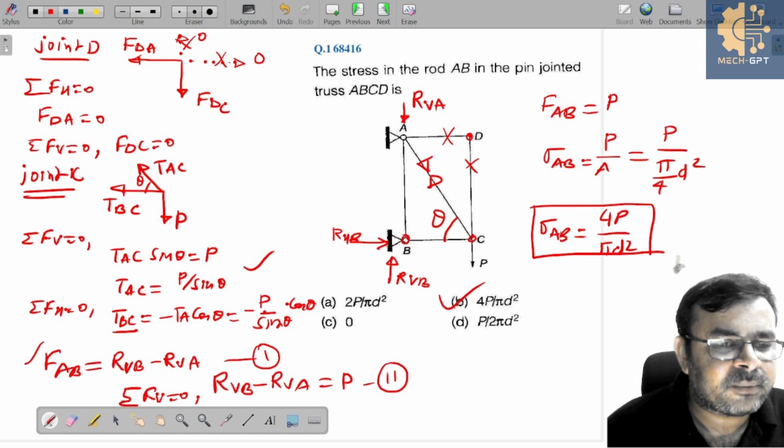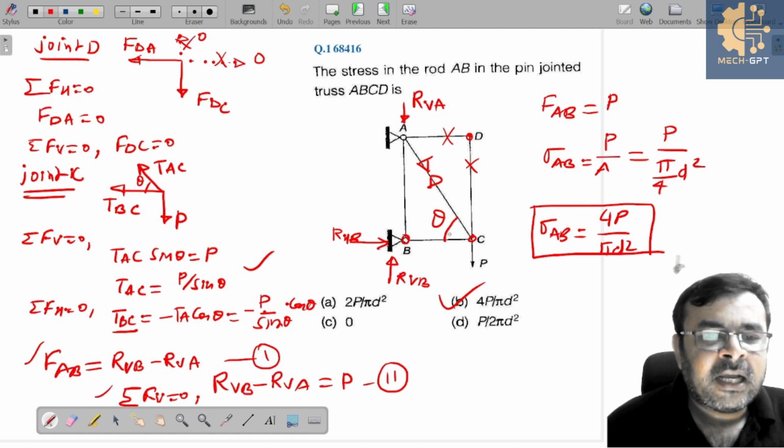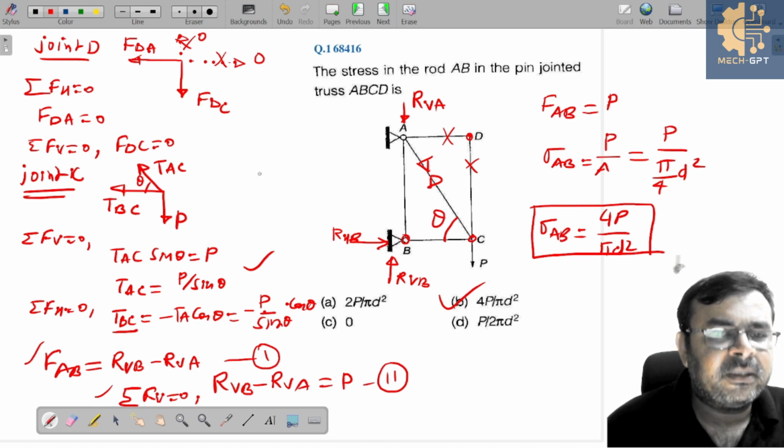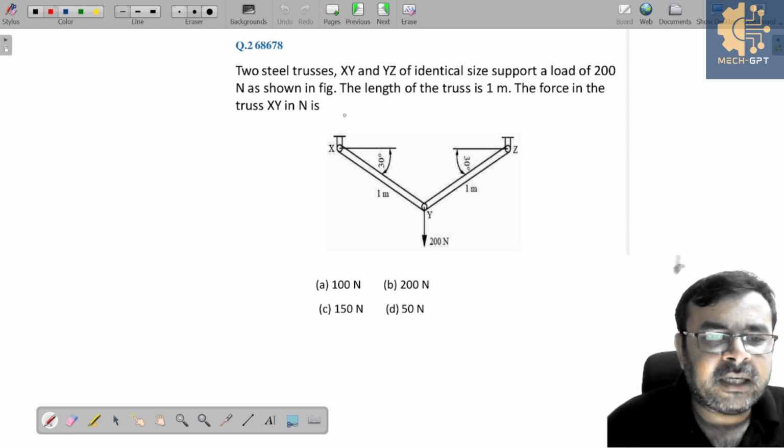Only these two steps are enough to solve this question. Otherwise, if you want to write the tension on the strings AB, AC and BC, then by using this method you can solve it. Yes or no? Okay, so let's see another problem again from trusses.